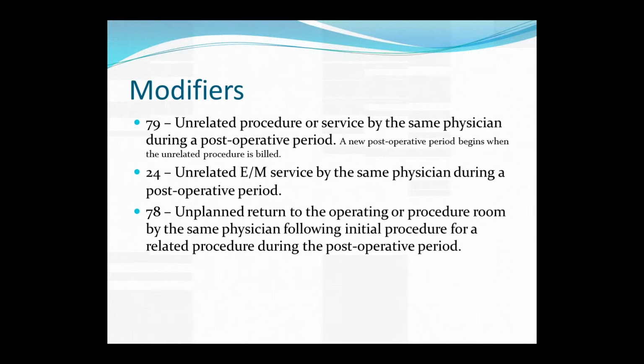Modifier 79 is for unrelated procedures or service by the same physician during a postoperative period. A new postoperative period begins when the unrelated procedure is billed. Modifier 24 is for unrelated E&M service by the same physician during a postoperative period. Modifier 78 is for unplanned return to the operating room or procedure room by the same physician following the initial procedure for a related procedure during the post-operative period.